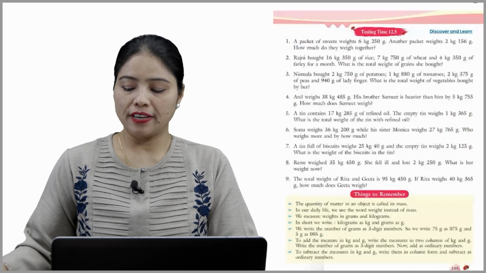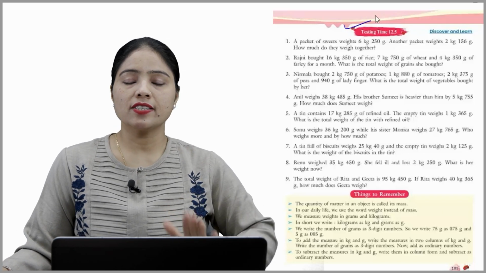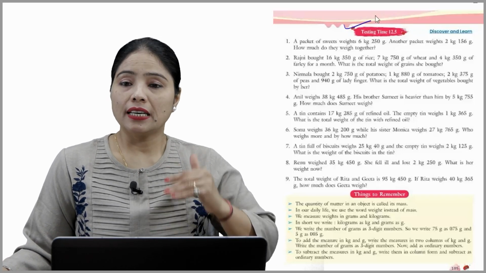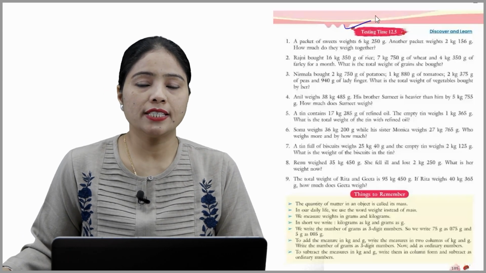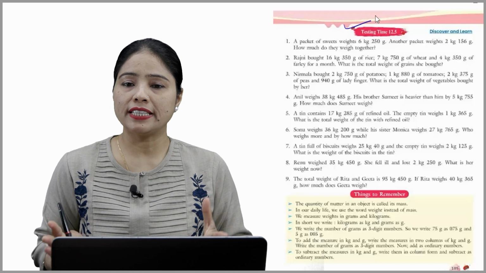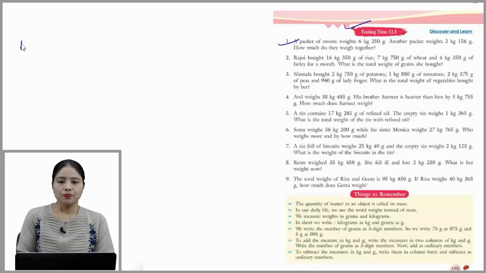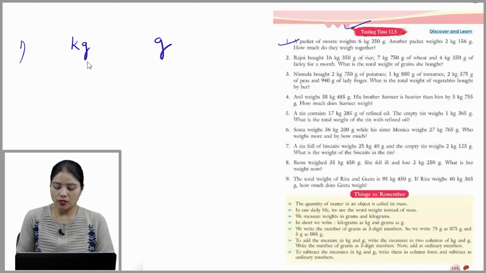Texting Time 12.5. So here it is given. A packet of sweets weighs 6 kg 250 gram. Another packet weighs 2 kg 156 gram. Then how much do they weigh together? दोनों का weight कितना हो गया? Let's see. Okay, so we just write it. This is kg and this is gram. So 6 kg और कितना है? 250 gram. And here it is 2 kg and 156 gram.